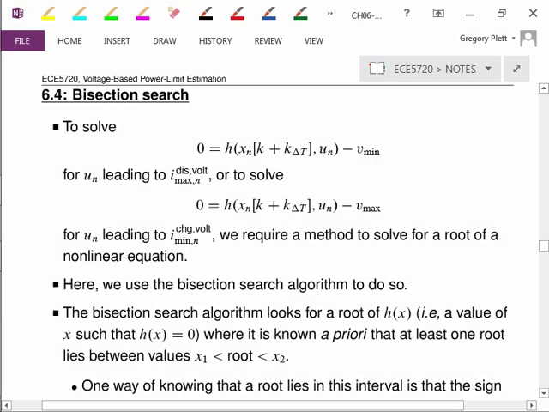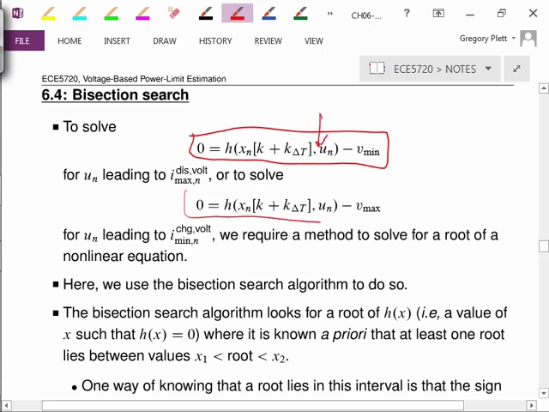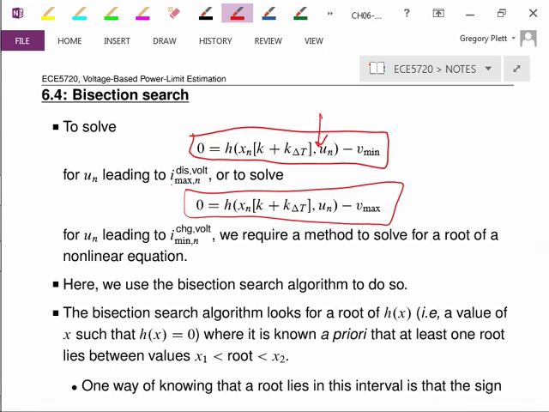The feasibility of the full model approach to calculating power depends critically on being able to solve two equations in an efficient way. One of them is this nonlinear equation, which talks about a future output voltage equaling V min based on some constant input current, and the other is this output equation equaling V max based on some different input current criteria. We need an efficient way to solve for a root of a nonlinear equation.